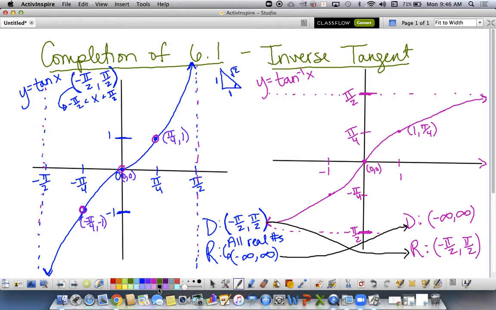You need to look at them, because at some point in time, I may just ask you to graph these. Graph y equals tangent x over the interval that would make it a one-to-one function. What would that interval be? From negative pi over 2 to pi over 2. That's correct. All right. We're moving on.